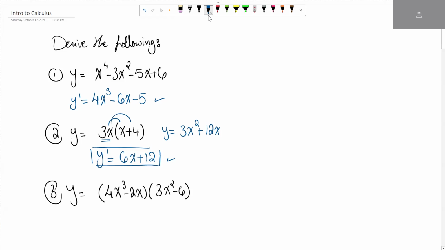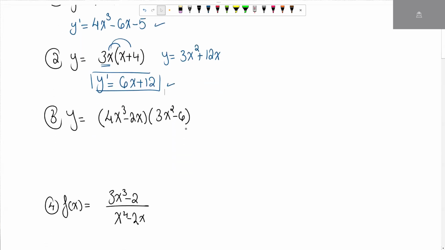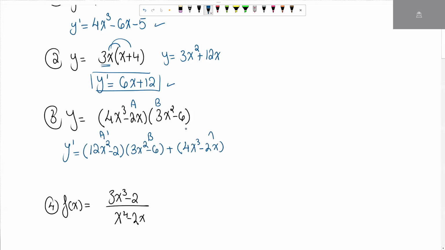But if we look at number 3, this is a product rule, clearly. Two functions multiplied by each other. So then for y prime, we apply the product rule. If we call this one a and we call this one b, it should be the derivative of the first one, 12x to the power of 2 minus 2. That is a prime. Times the second one as it is, 3x squared minus 6. That's b. Plus the first one as it is, 4x to the power of 3 minus 2x. That's a. Multiplied by the derivative of the second, which will become 6x. That's b prime.